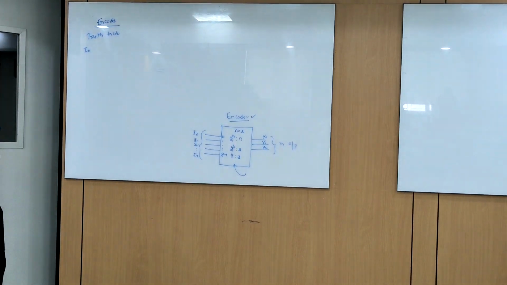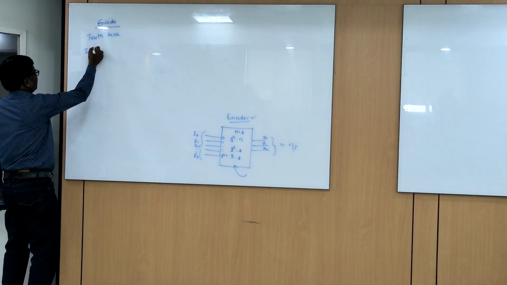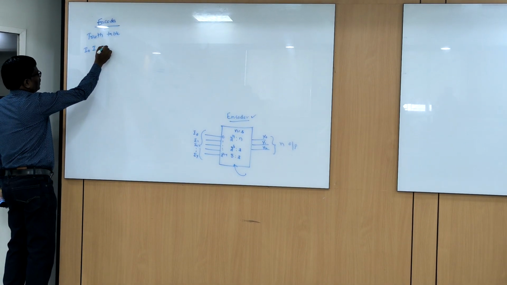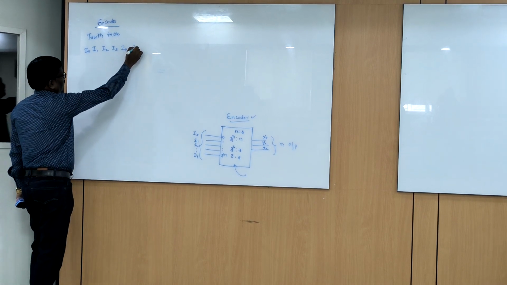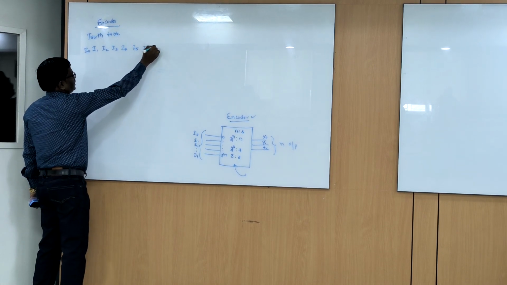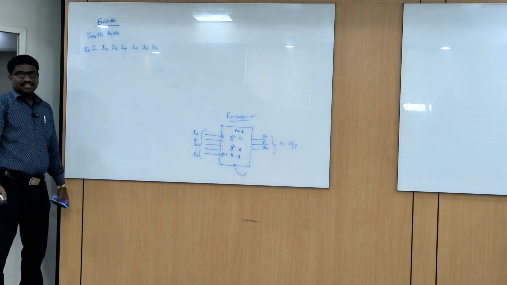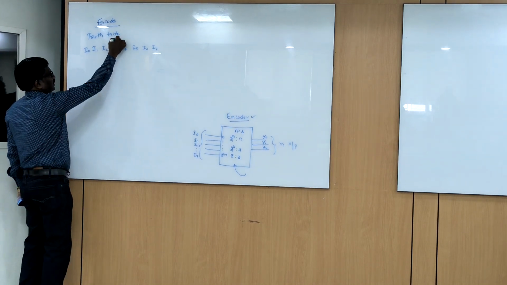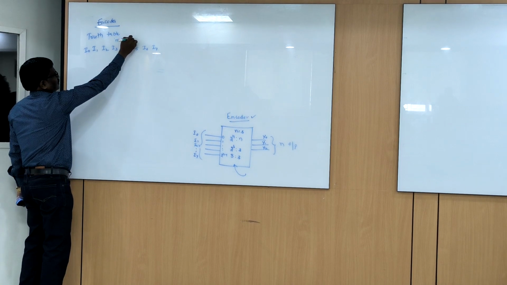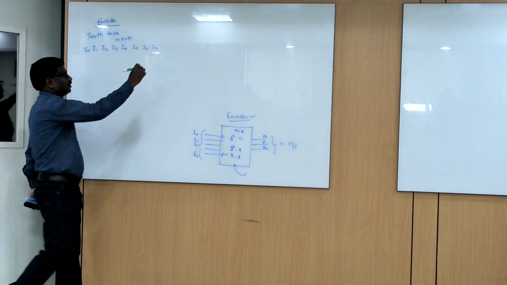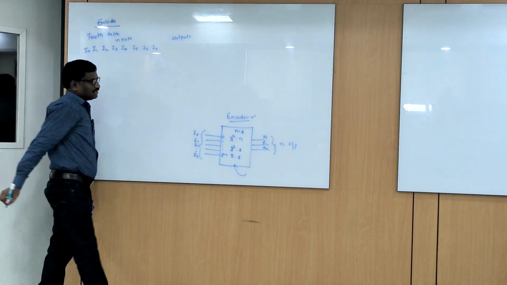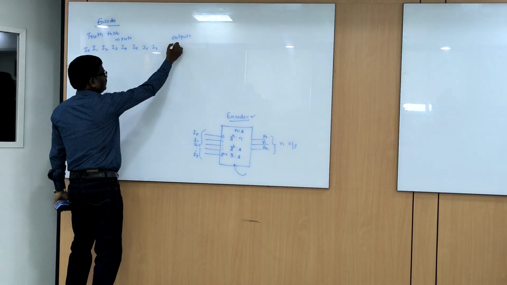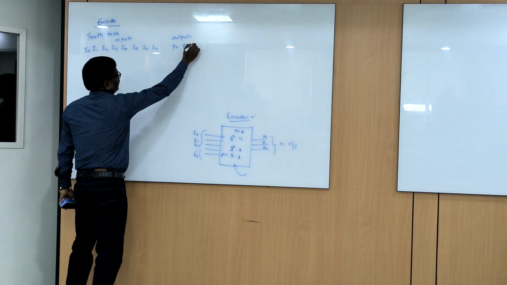Let's represent inputs and outputs and look at the operation. I0, I1, I2, I3, I4, I5, I6 and I7. What are these? These are inputs. How many outputs? Only 3 outputs. What are they? Y0, Y1, Y2.